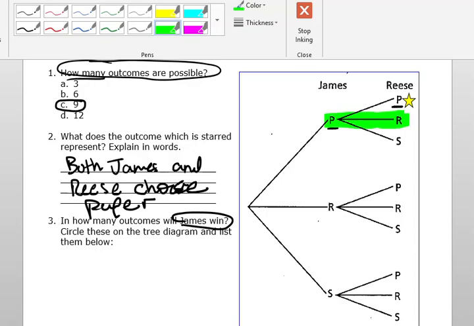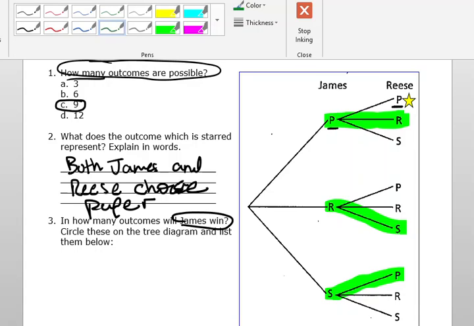Moving down here for James. If James says rock and Reese says paper, we know that Reese wins. If James says rock and Reese says rock, we have another tie. If James says rock and Reese says scissors, we have another case where James will win. If James says scissors and Reese says paper, we know that James will beat Reese. If James says scissors and Reese says rock, we know that rock will beat scissors. And then if James says scissors and Reese says scissors, we have another tie.